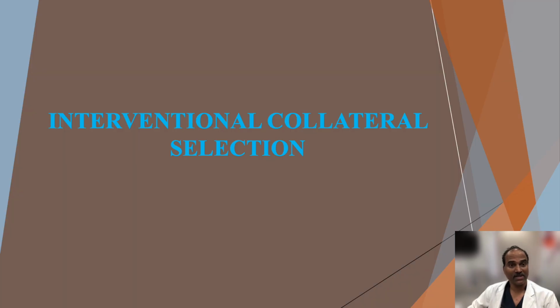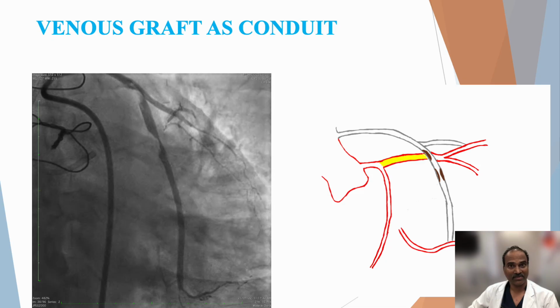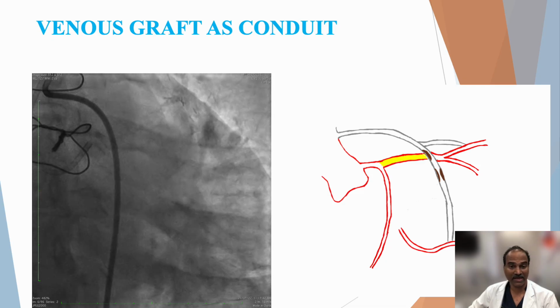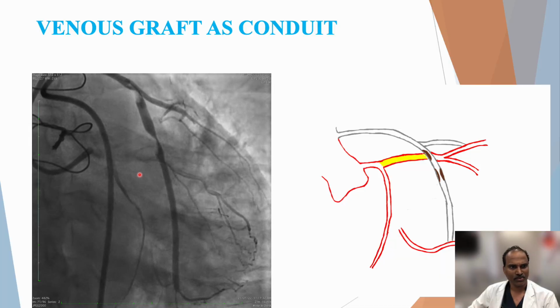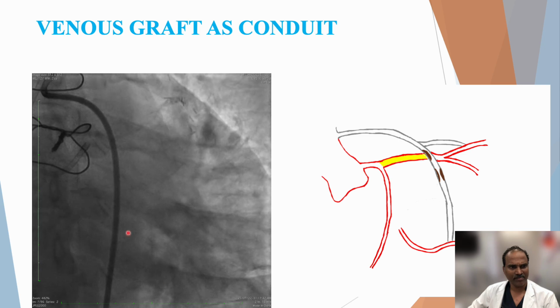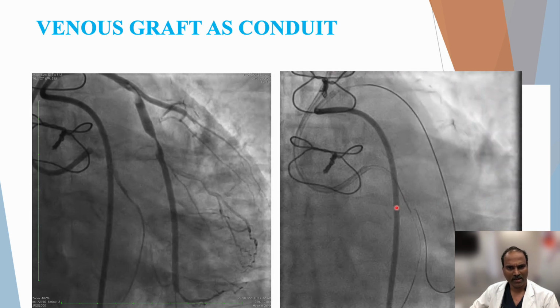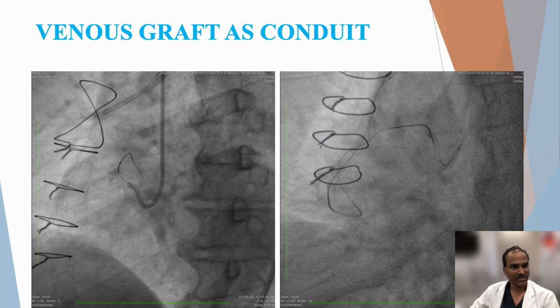Coming to interventional collateral selection, you have venous grafts, epicardial collaterals, and septal collaterals. Venous grafts are the best conduits. You can go straight away and do the procedure. You can see here, this is an ambiguous cap, and you have a good venous graft through which you can go and put an IVUS antegradely and do a puncture. So a venous graft is a good conduit, with fewer complications.